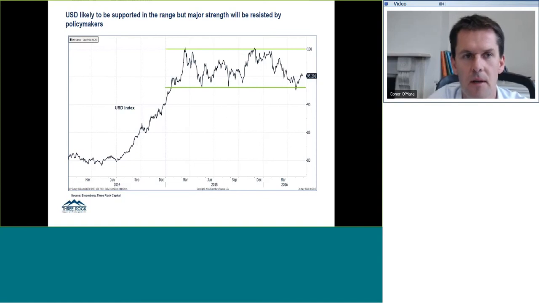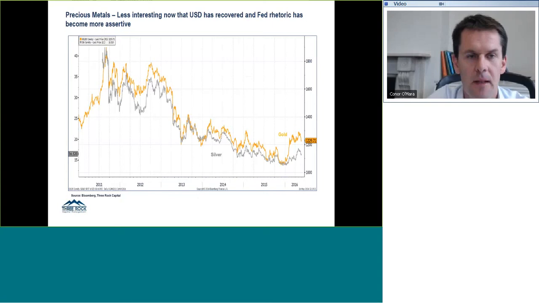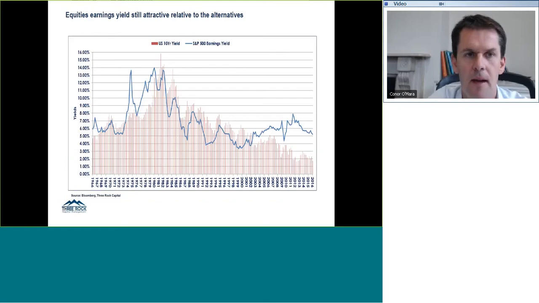Precious metals, which has been the most profitable sector for us this year, primarily since February, but I think they're less interesting now that the dollar's recovered and the Fed rhetoric has become more assertive. So yeah, they could drift for a while, possibly, and drift a little lower. And finally, equities.